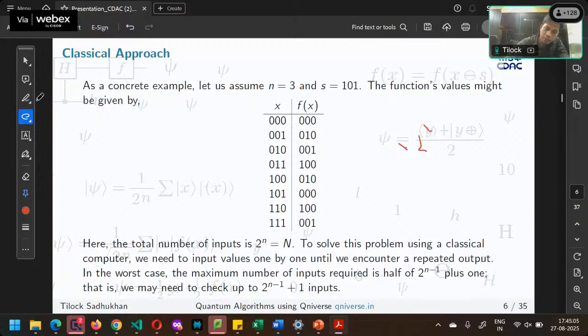So you see, if we try to solve this problem using a classical approach or classical computer, you have to run the query to the function at least in the worst case scenario 2 to the power n minus 1 plus 1 times. But whereas in quantum algorithm, if we try to solve this using Simon's algorithm, we will be solving this problem by a single query. So that is the advantage of using Simon's algorithm for this particular problem.